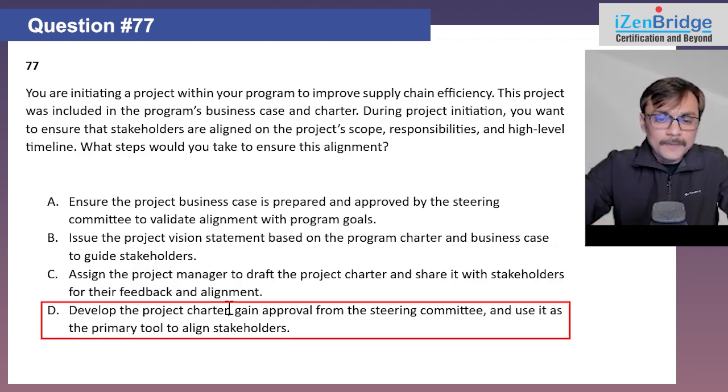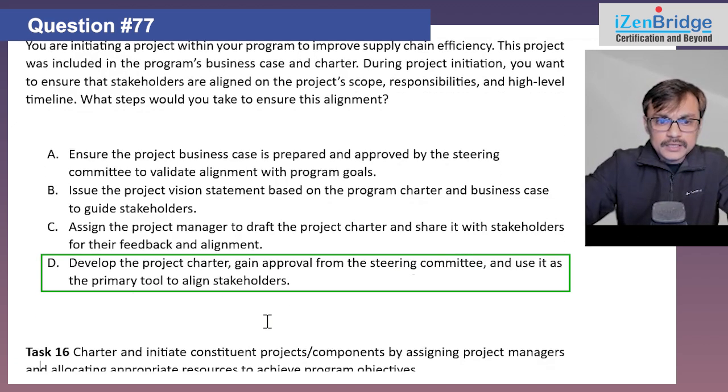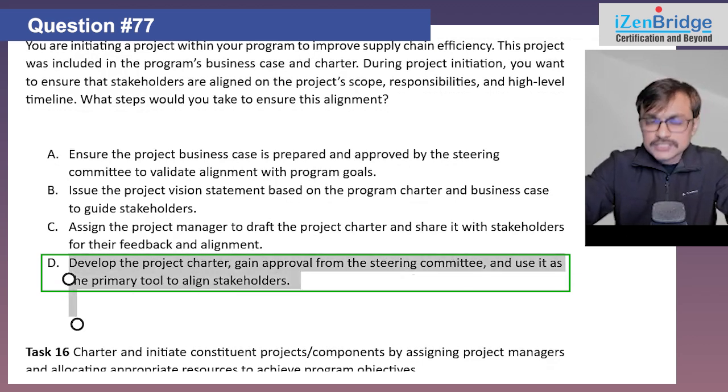Option D, develop the project charter, gain approval from the steering committee, and use it as a primary tool for aligning stakeholders. That looks like I can handle it without any doubt. So options A and D are true statements. I would say they are relevant true statements as far as the context of the PgMP exam is concerned. And option D is focusing on the context which is more aligned with the question.